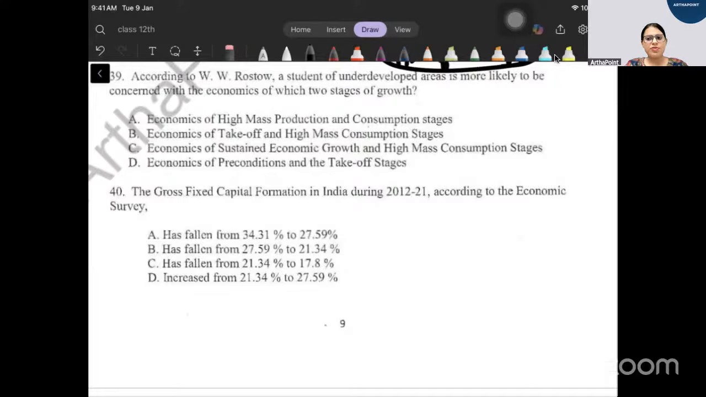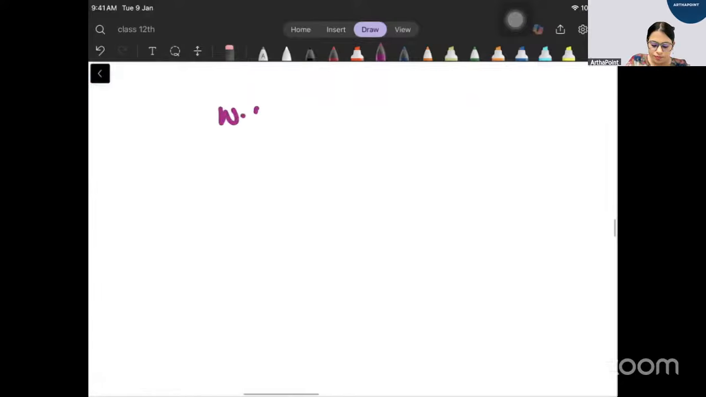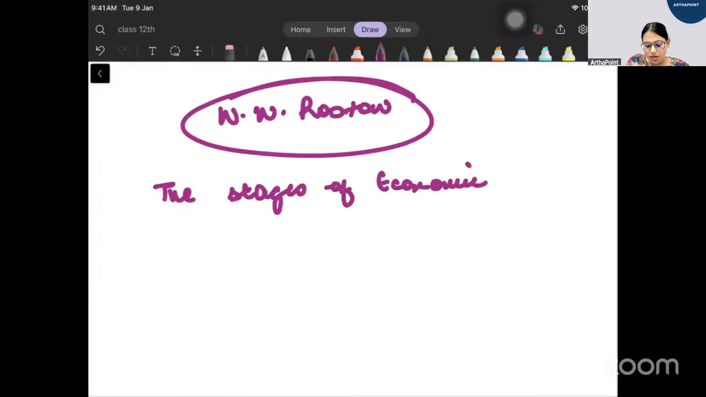Write the answers in the comment section. Okay, so now just think about it. The idea here is that the word that has been used is underdeveloped. Now, Rostow had written a book, and the name of his book was The Stages of Economic Growth, a Non-Communist Manifesto.